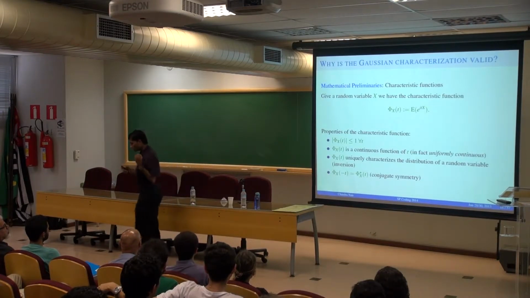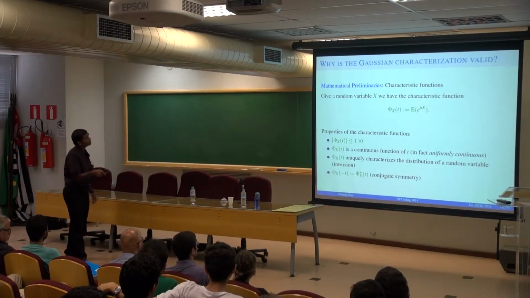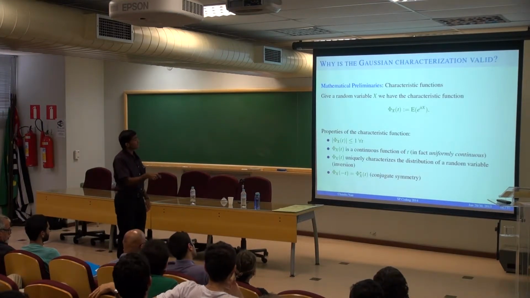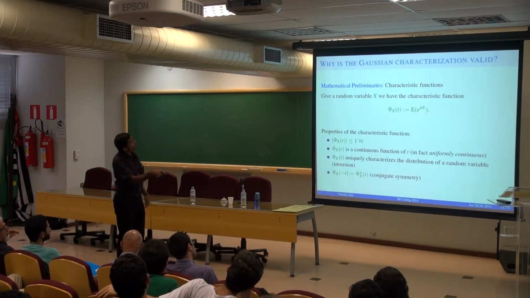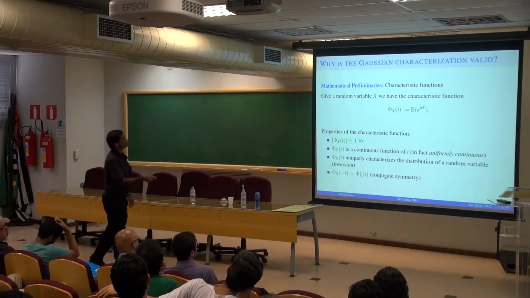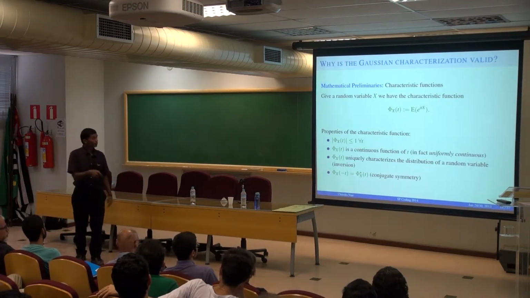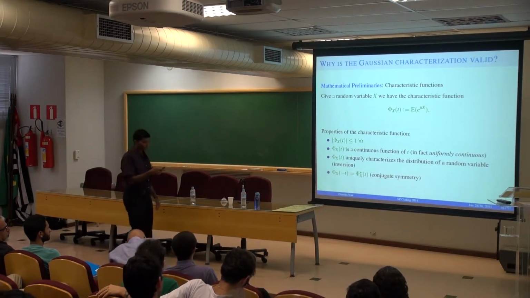I teach it in class. It's a very nice proof. The other thing which I'm going to use is the fact that if I evaluate this at minus t, at every point I'm doing the complex conjugate, so I get the complex conjugate of the phi x of t. So this is a very nice property which I'm going to use. So these are properties I'm going to use.